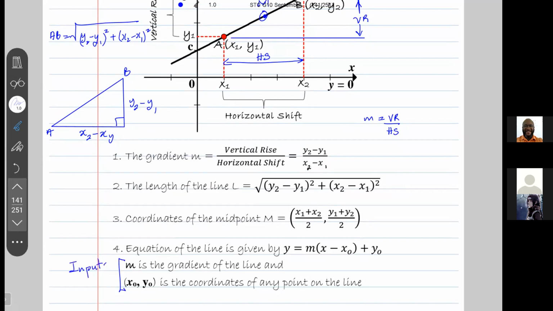The inputs for the formula are m, which is the gradient of the line, and x naught, y naught, which are the coordinates of any point on the line. All right, what we're going to do next is I'm going to show you the formulas in action. That's the next thing we're going to do.